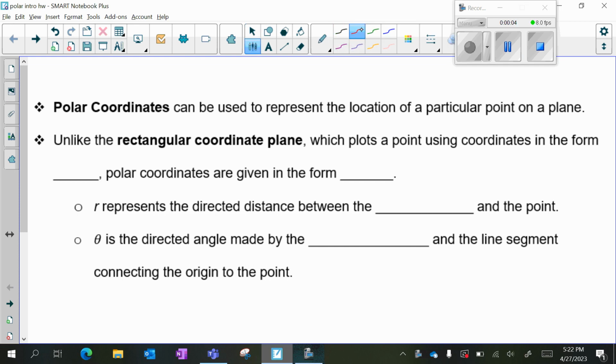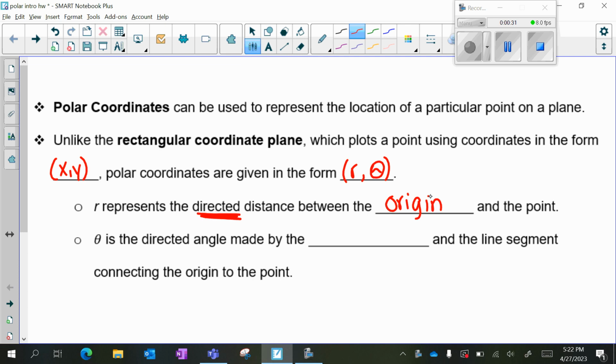Polar coordinates can be used to represent the location of a particular point on a plane. Unlike our rectangular coordinate plane, which plots a point using the coordinates in the form x, comma, y, polar coordinates are given in the form r, comma, theta. R represents the directed distance between the origin and the point. R is going to be known as our radius.